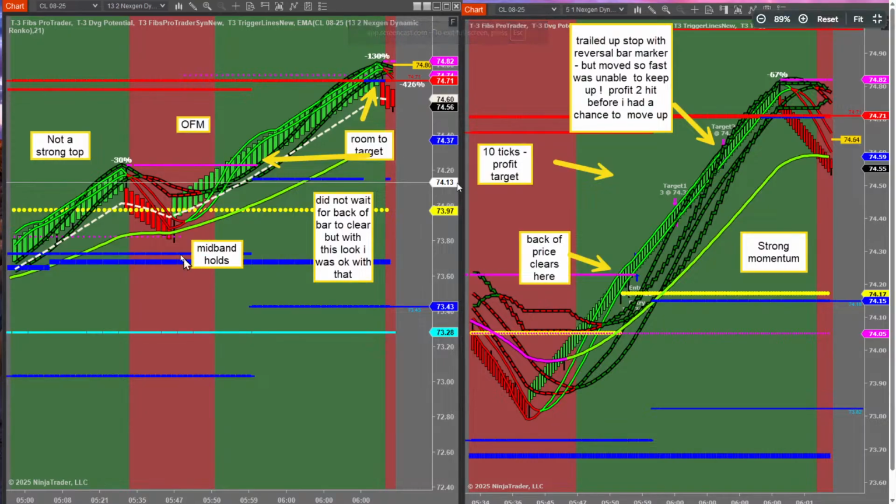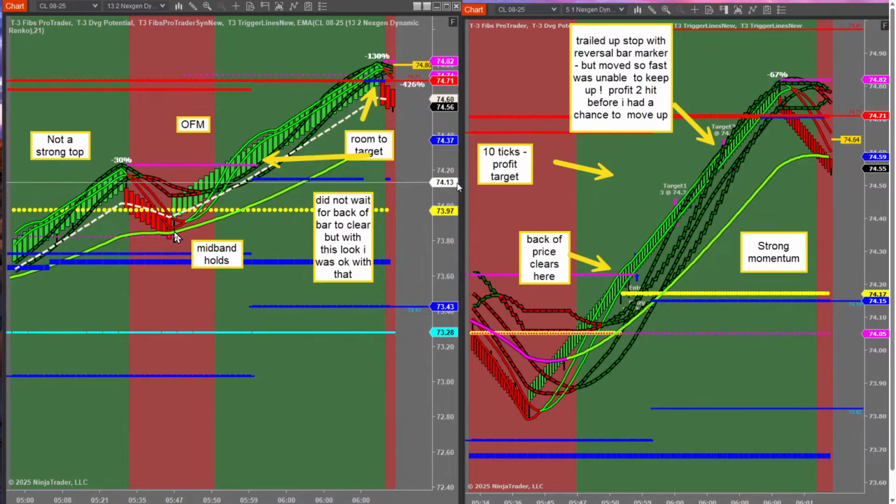So Jen, does the not a strong top play into the trade for you? I'm just curious because that was not a strong top at 5:21 a.m. So you're saying because it's not a strong top, the mid-band's a likely place for a bounce, and very often we see continuation. That's the pattern that you're recognizing? I just want to make sure because it's great.